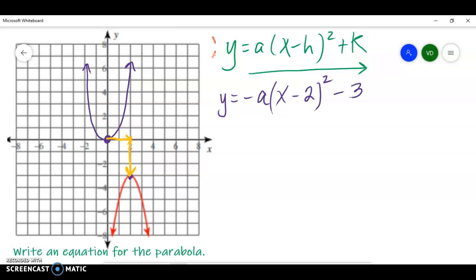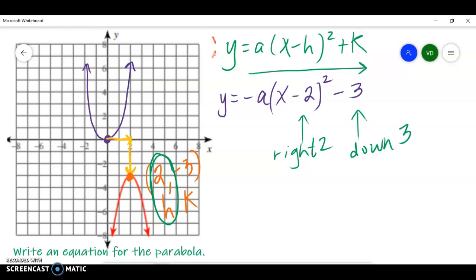So if I were to have used my vertex, locate my vertex, get the coordinates of my vertex, so 2, -3. Remember, this is my h, this is my k. We use the opposite of the h value when we're plugging it into our equation. So the opposite of 2 was that -2 that I got. That means that it went right 2. And then my -3 just became my -3 right here because it went down 3 times.